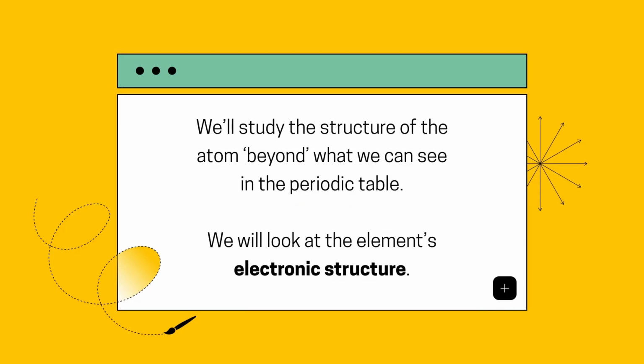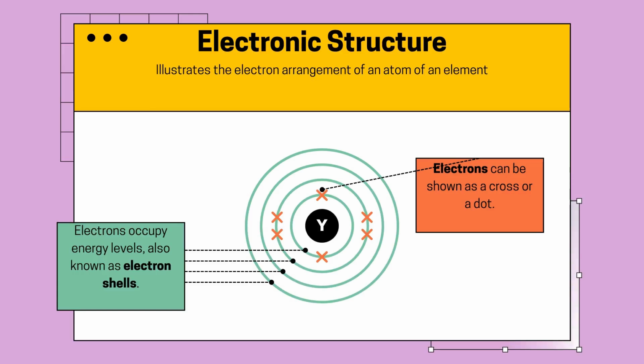Now we'll study the structure of an atom beyond what we can see in the periodic table. We'll look at the element's electronics. Electronic structure illustrates the electron arrangement of an atom of an element. That is, how the electrons are arranged is the electronic structure.